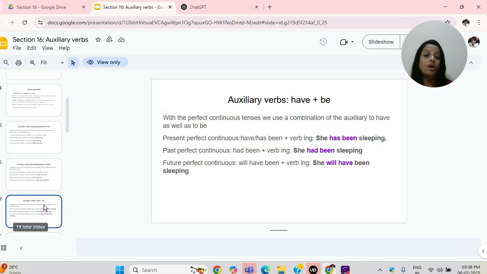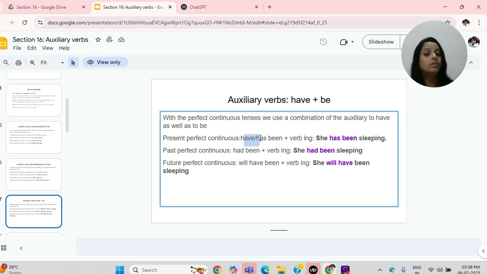Got it? Now, when we move to have plus be, with the perfect continuous tense, we always use a combination of the auxiliary to have as well as to be together. Let's see some examples here. When it comes to present perfect continuous tense, it's like have or has been plus verb ing. So it's she has been sleeping.